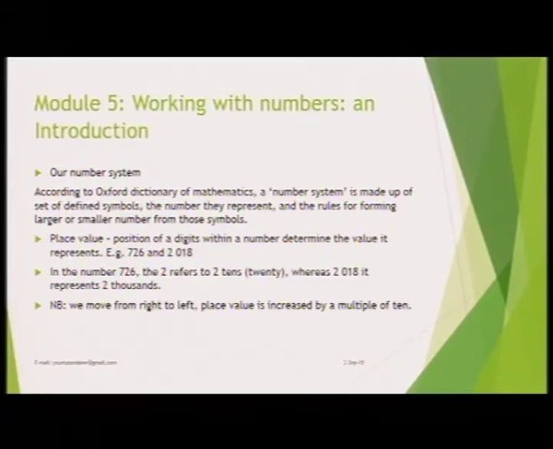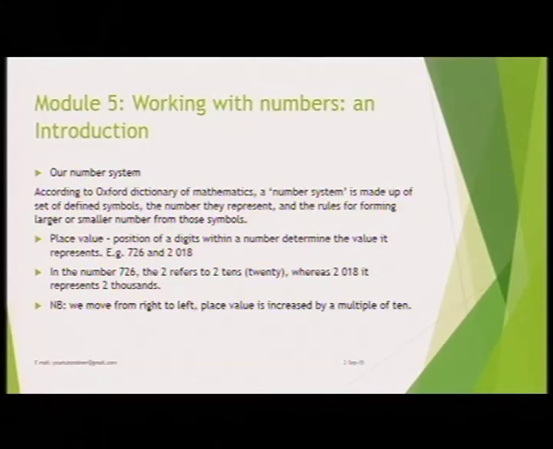Last but not least, we are at our last module, which is module 5, working with numbers and an introduction of a number system. According to the Oxford Dictionary of Mathematics, a number system is made up of a set of defined symbols, the numbers they represent, and the rules of forming larger or smaller numbers from those symbols. Place value is the position of a digit within a number that determines the value of it.